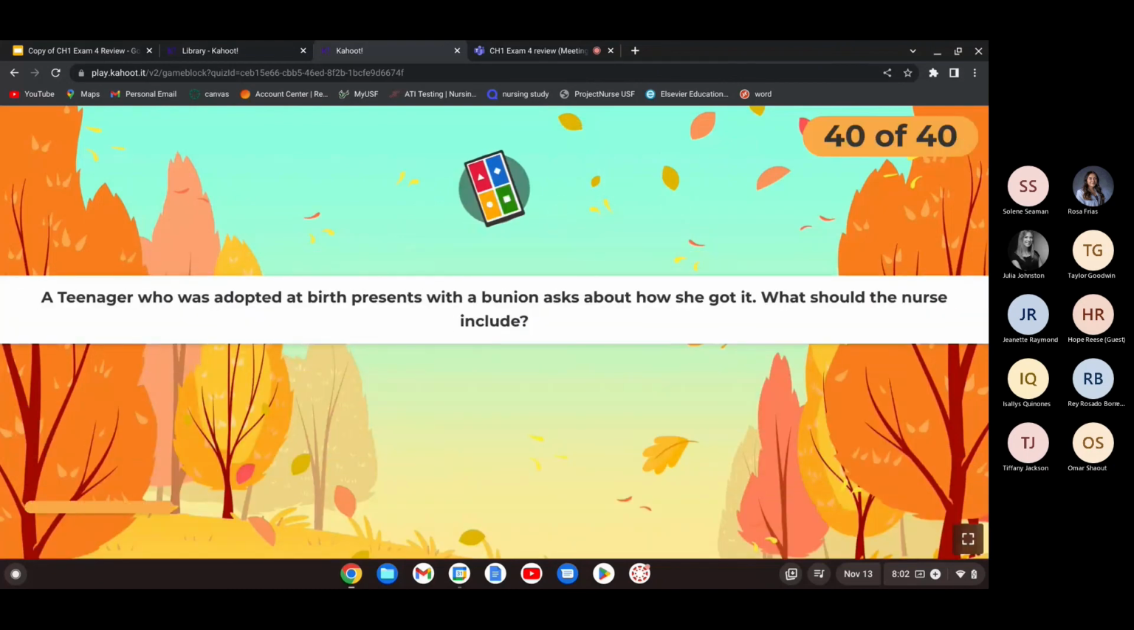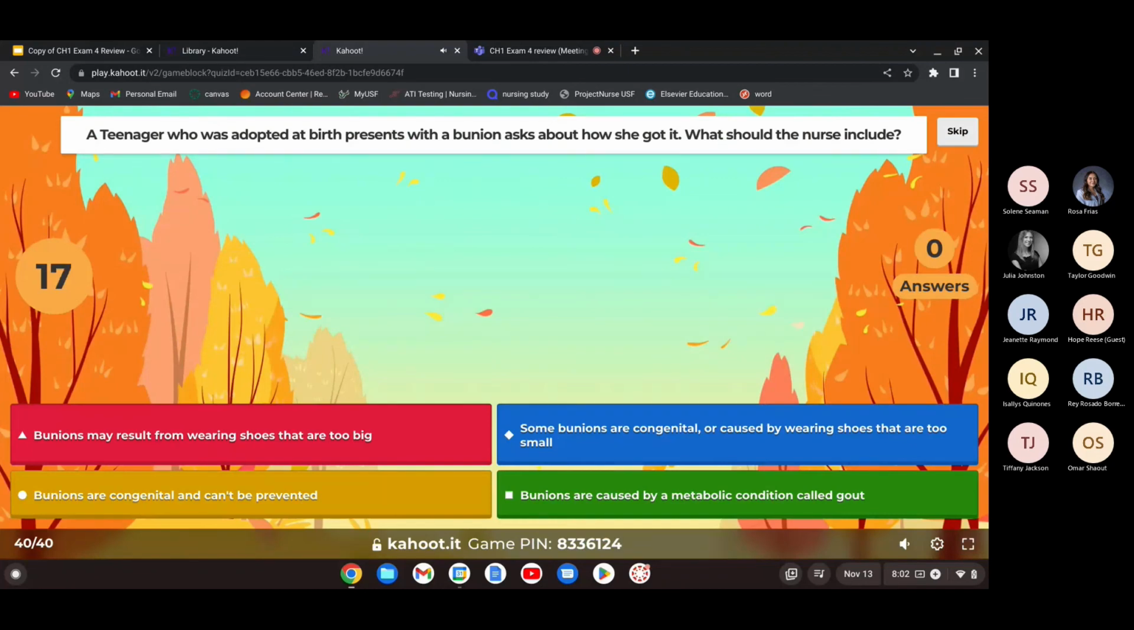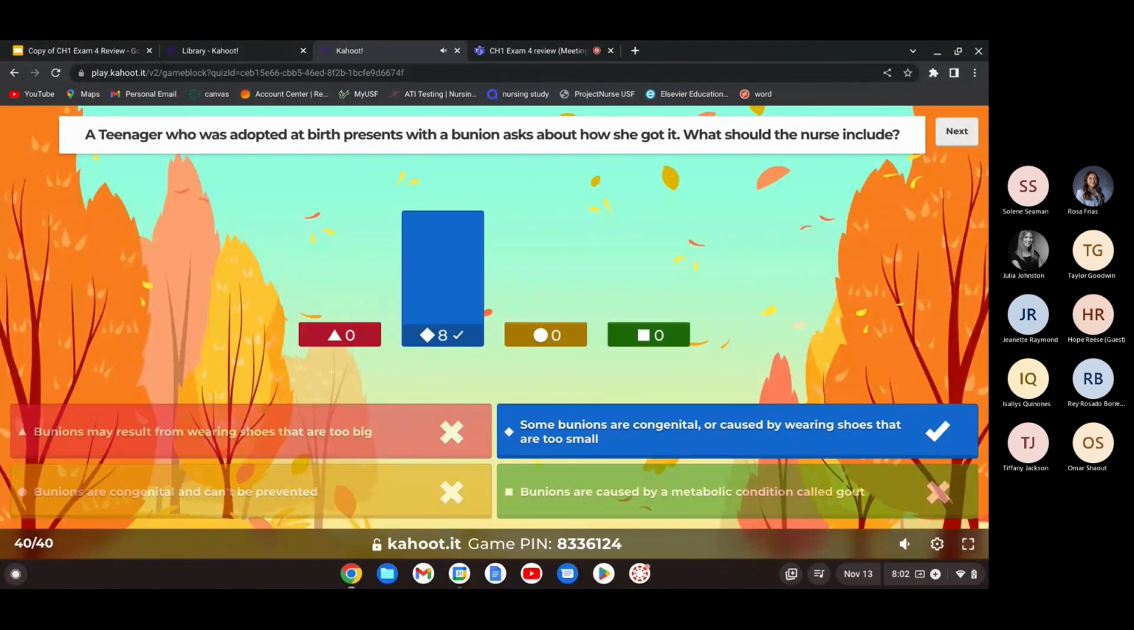Last question. A teenager who was adopted at birth presents with a bunion and asks how she got it. What should the nurse include? Good job, guys.